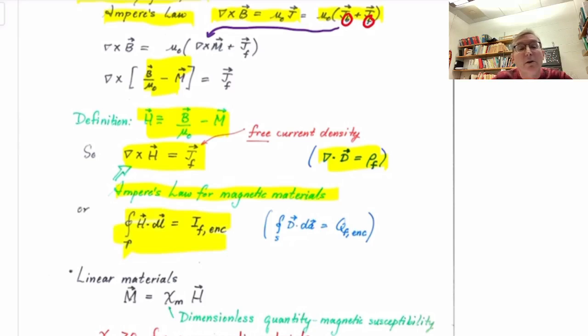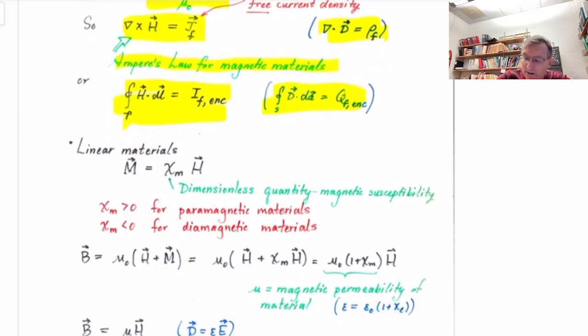The line integral around a closed path of H dot dl equals the total free current that is enclosed by the path. The electric version, the integral of D dot dA over a closed surface, is equal to the total free charge inside. And then the last idea is if we have a special kind of material called a linear magnetic material. For such a material, the magnetization at any point inside is directly proportional to this new field H. And the proportionality constant, which is dimensionless, is called the magnetic susceptibility, chi sub m.